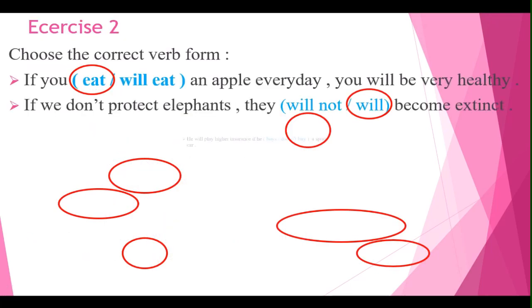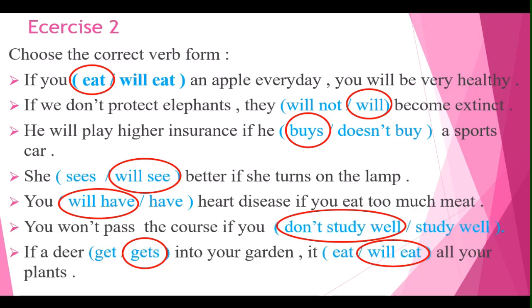Now, the exercise number 2. If you eat an apple every day, you will be very healthy. If we don't protect elephants, so if we don't save them, they will become extinct. He will pay higher insurance if he buys a sport car. So which means if I have a very expensive car, of course I have to pay a lot of money.